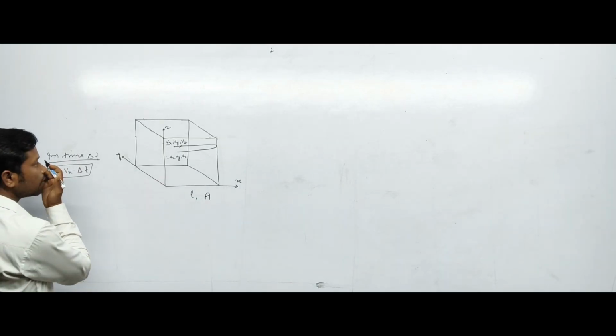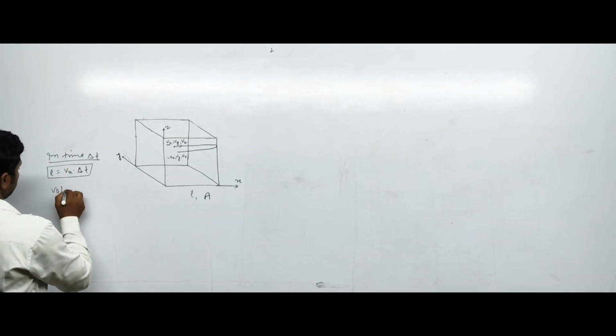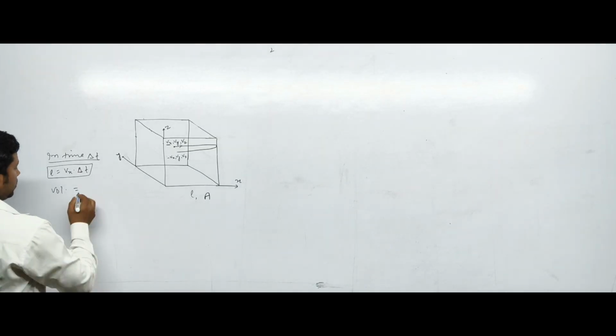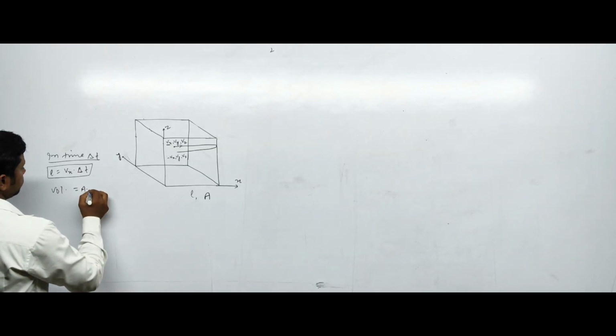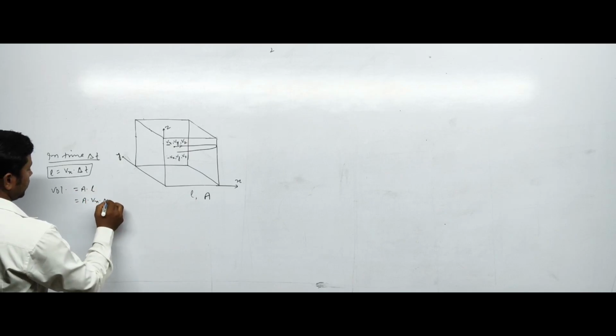Now, let's calculate the volume of the cube. It is nothing but area into length, where the area is A and the length is Vx into del T.